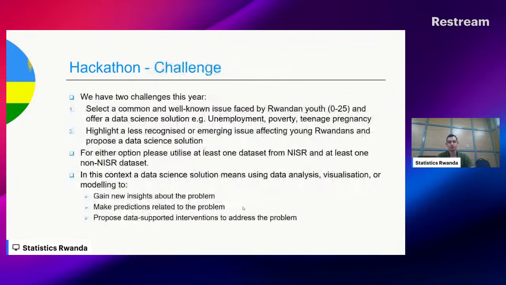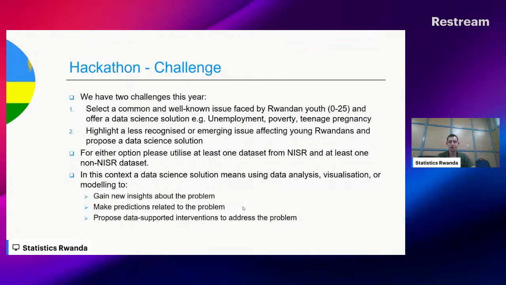The challenge this year, so we have two challenges. The first one is to select a common and well-known issue faced by Rwandan youth. So I think we need to clarify if this is 0 to 25 or 0 to 30. I think 0 to 25 is the classification used by the UN, but as Lionel said in the questions chat this morning, Rwanda may define it as 0 to 30. And offer a data science solution to this problem.